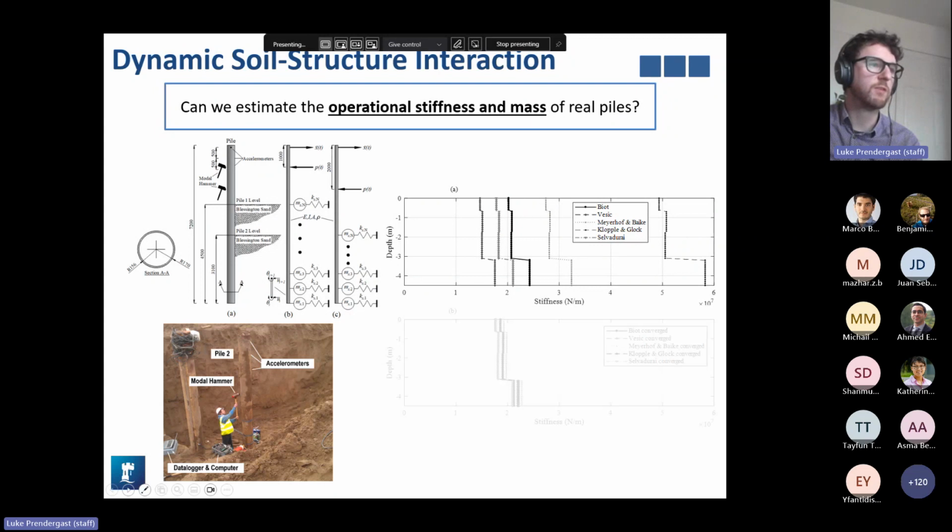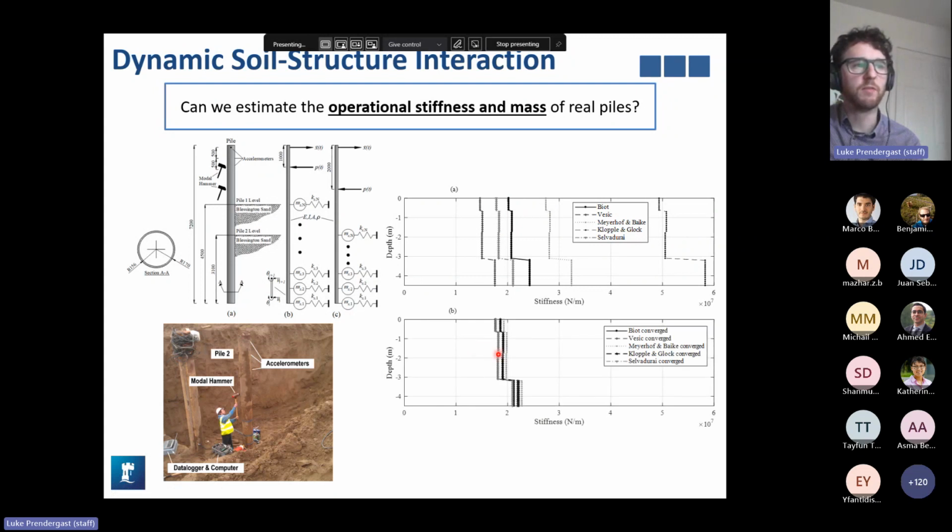And I was very pleased when I saw this data happen because all 5 of them approximately converged together here, which suggests that this is the actual stiffness that the system feels approximately. So this was quite a positive finding, and these results are published in Soil Dynamics and Earthquake Engineering Journal.